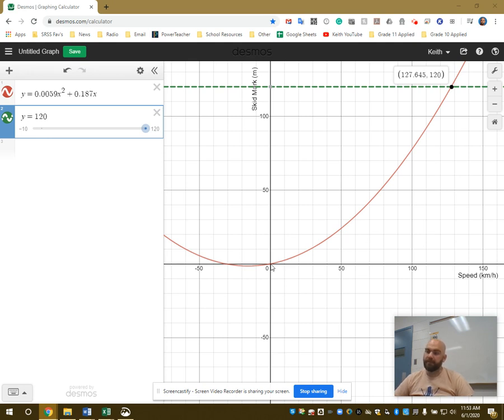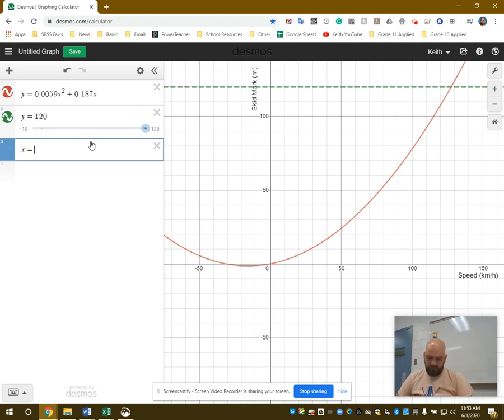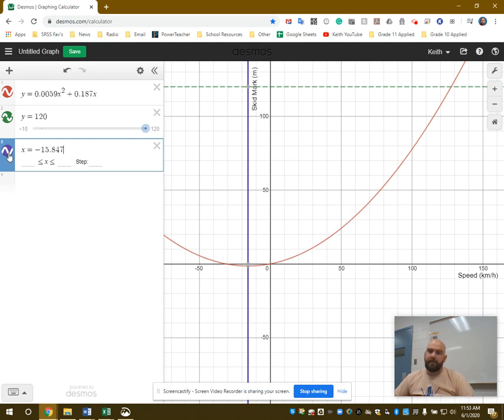Okay, but we can't use it if we don't have it graphed out. So we're going to put in all of our important points here. Okay. I forgot the one here. Negative 15.847. X equals negative 15.847. There we go.